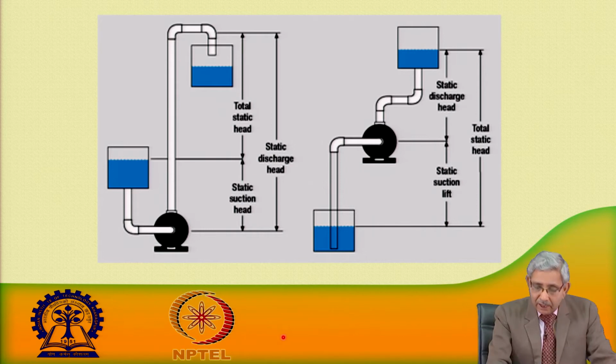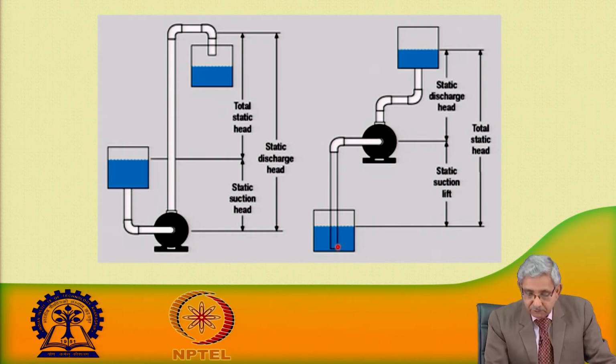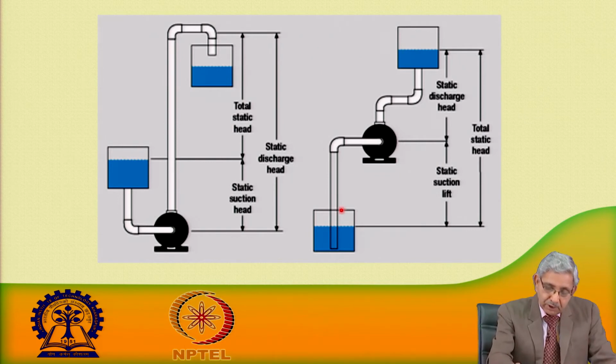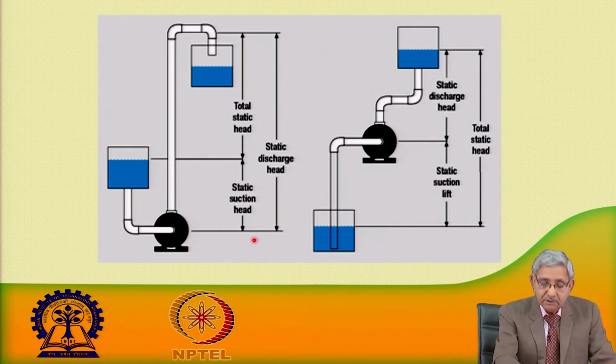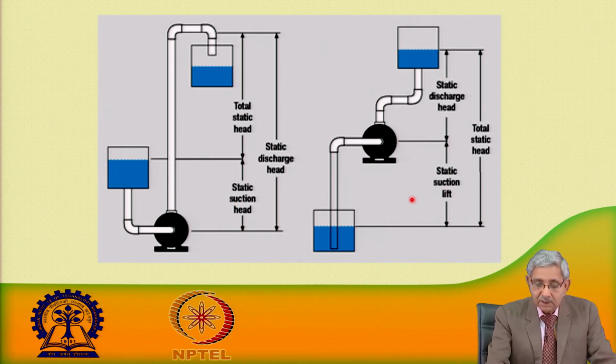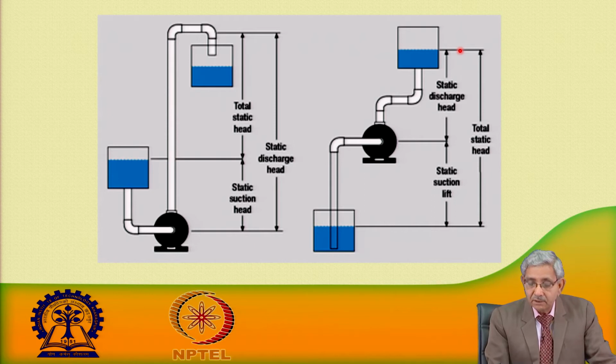Normally, this kind of condition exists in a centrifugal pump, where the source of water is located at a certain depth below the ground level, the pump is kept at the ground level and the water is lifted from the source at a particular level to the center line of the pump. Here this is the static suction lift, this was the static suction head. So, this is the static suction lift, and then from the center line of the pump to the delivery side of the pump, this part is known as static discharge head.